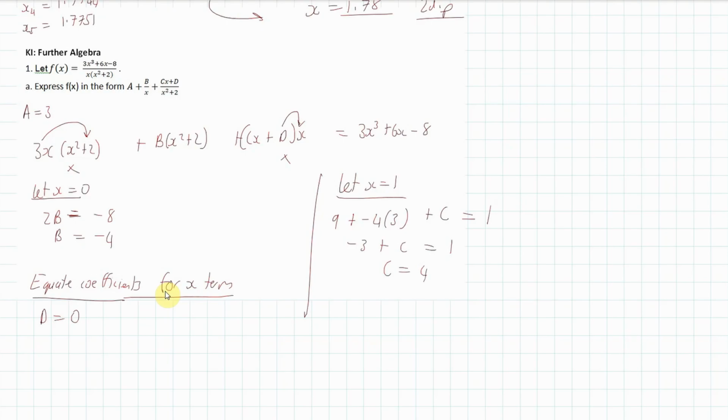And I guess then we can write it out. So what have we got? We've got 3 plus, what did we say b was? No, it's minus, it's not plus, is it? Minus 4 over x plus 4x over x squared plus 2, and we are done.